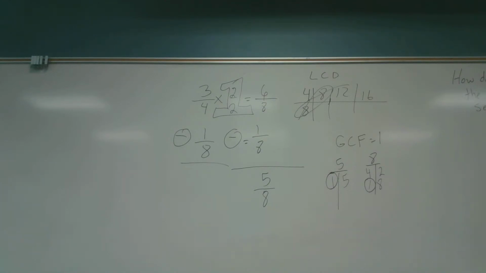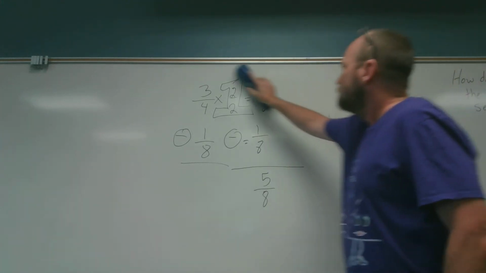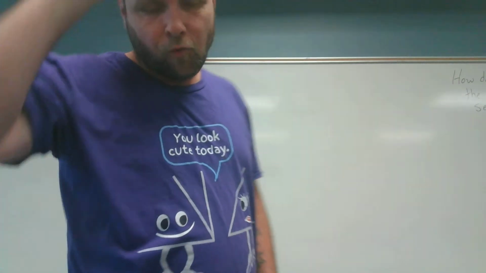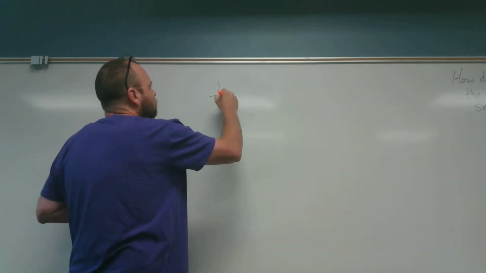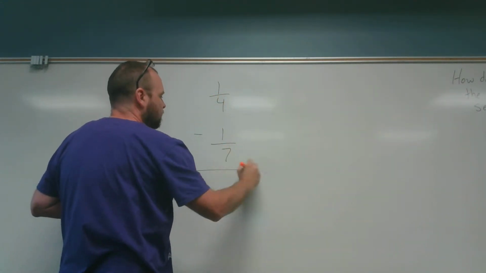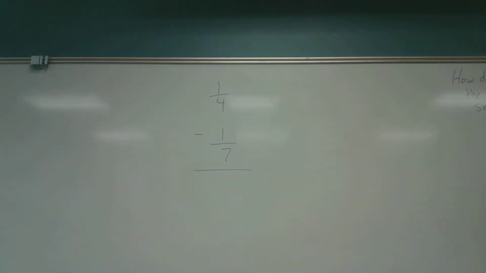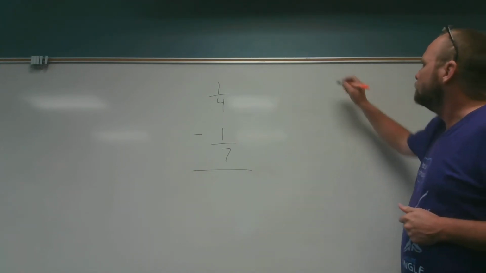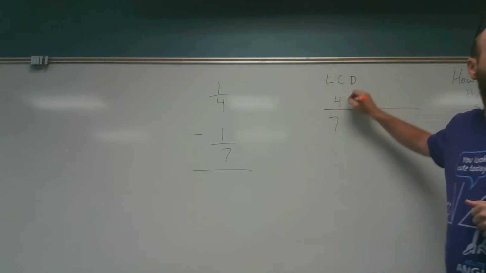So 5/8 is my answer. Let's look at another one. Let's take 1/4 subtract 1/7. Morgan, can I subtract those how they're currently written? Why not, Morgan? Because they have different denominators. So I need to find the least common denominator for 4 and 7.